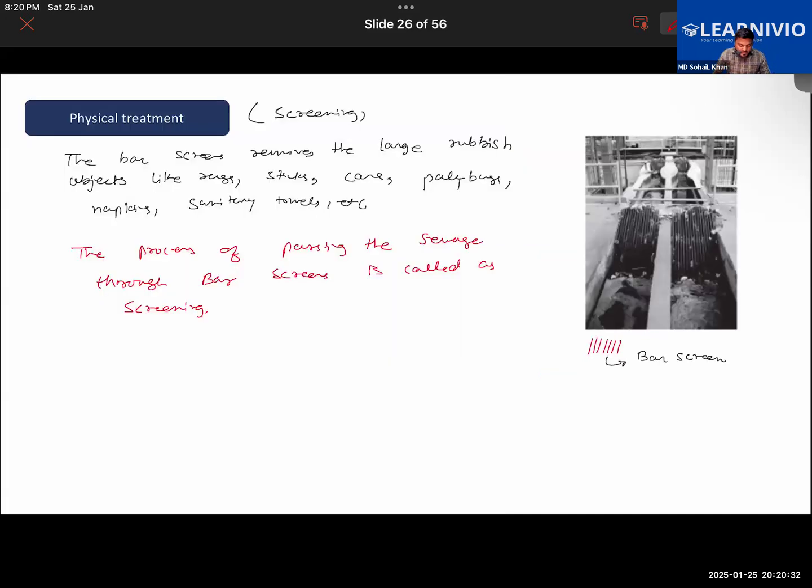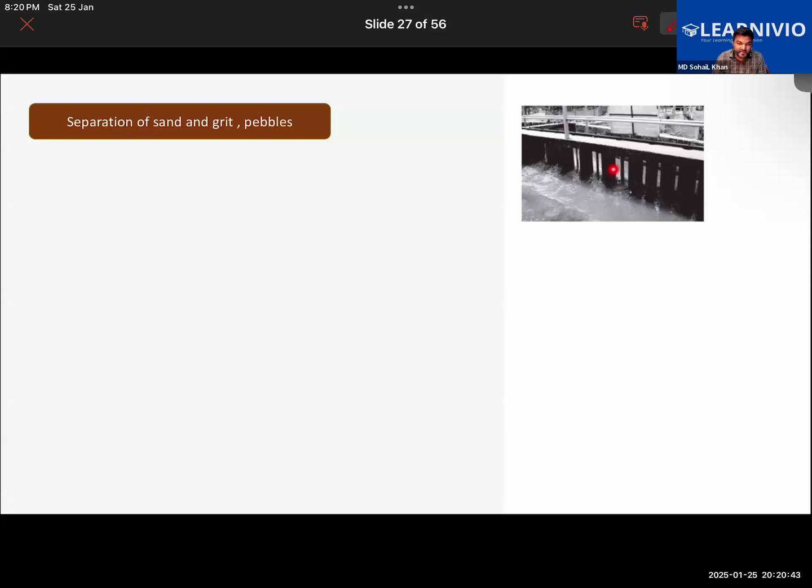After passing through the bar screen, the wastewater is then taken to a tank called the grit and sand removal tank, the one that you see over here, where the sand, the grit and the pebbles are removed. By the way, do you understand what is grit? Sand and pebbles. It is kind of like that only. Grit is a little bigger in size in comparison to sand. Pebbles you have seen, like the ones put into an aquarium.